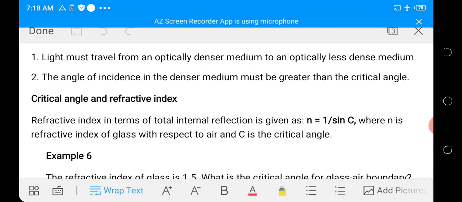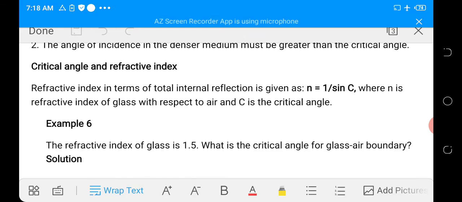Critical angle and refractive index. So this will show us the relationship between the critical angle and the refractive index. In terms of the critical angle, the refractive index is given by n is equal to 1 over sin c, where n is the refractive index and c is the critical angle. So the reciprocal of the sine of the critical angle is equal to the refractive index of the medium.